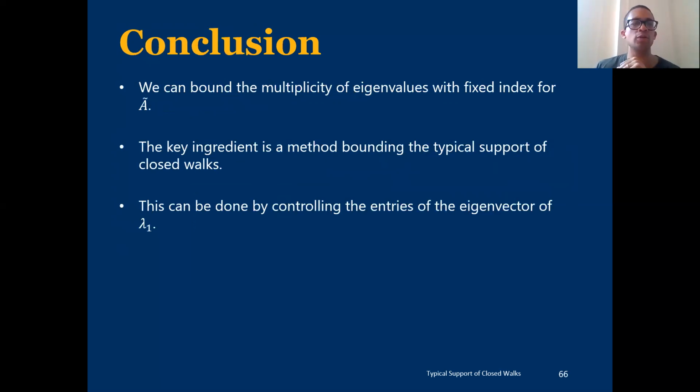Okay, so just to conclude, we can bound the multiplicity of eigenvalues of the normalized adjacency matrix. The key ingredient was bounding the typical support of a closed walk, and this is done by controlling the entries of the eigenvector of lambda 1.